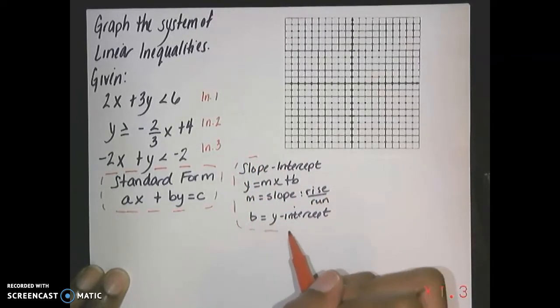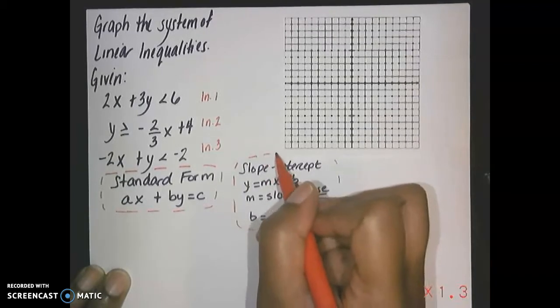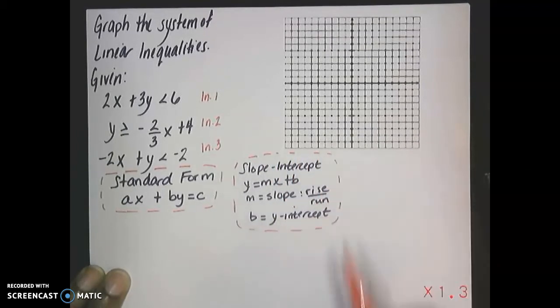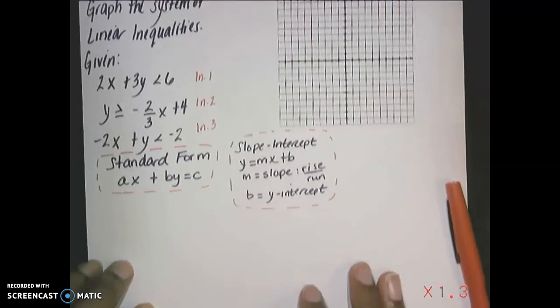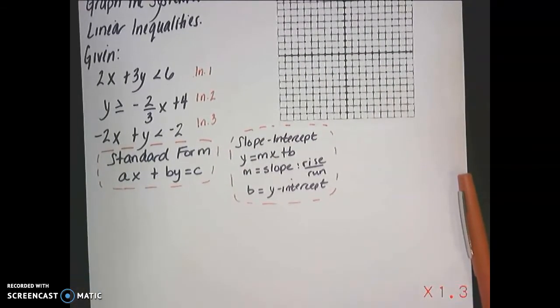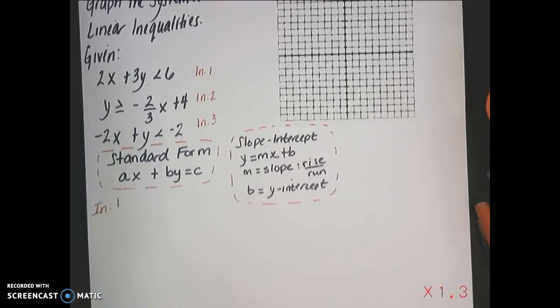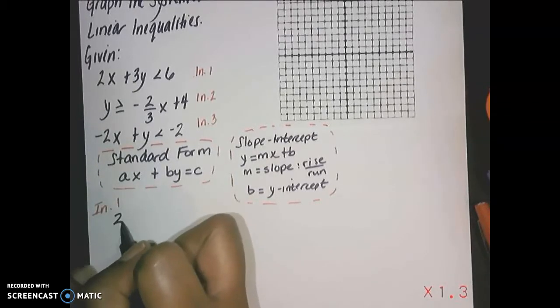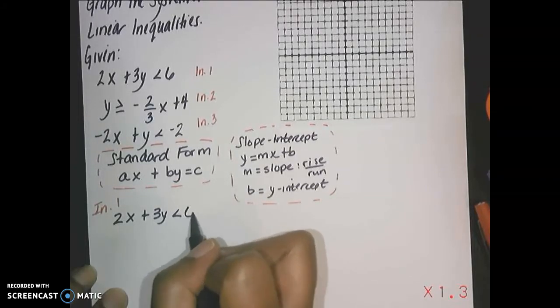Now, truthfully, we can graph them in standard form as it is. Okay, but I'm choosing to go in the path of what Coach did for your warm-up. So I'm going to write these into slope-intercept form. So let's go ahead and get started, okay? So here we go. The very first inequality that we have here. I'm going to try to squeeze everything in on this one paper, but y'all know I write kind of big. So the first inequality, 2x plus 3y is less than 6.